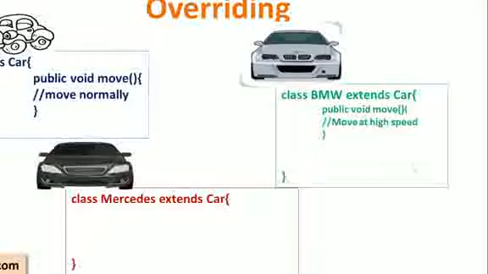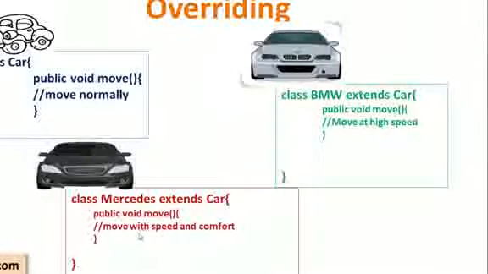So here BMW can implement a method which specifies that the car can move at a very high speed, and Mercedes, yes, move with speed and comfort as well. So they are implementing their own functionality with that. So whenever I pass the BMW object, basically this method is going to get executed rather than this one.